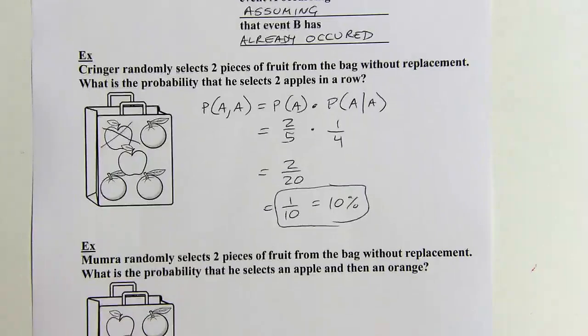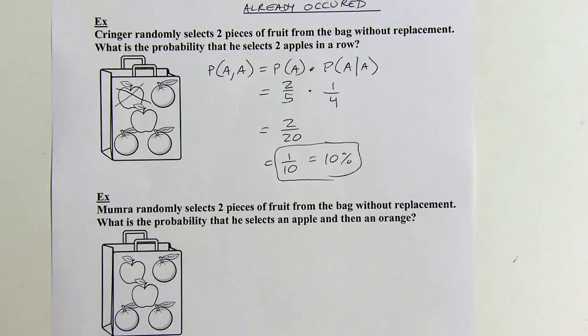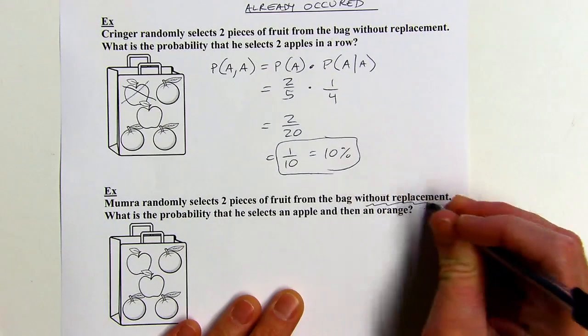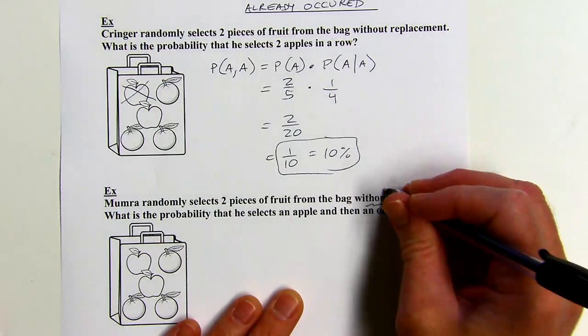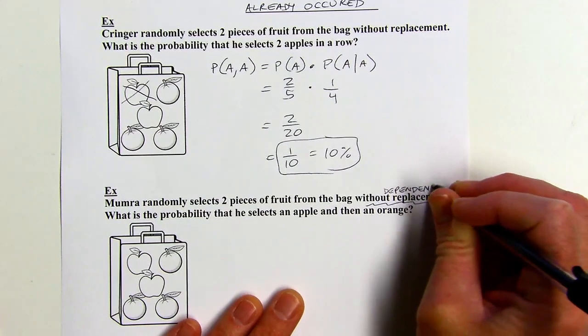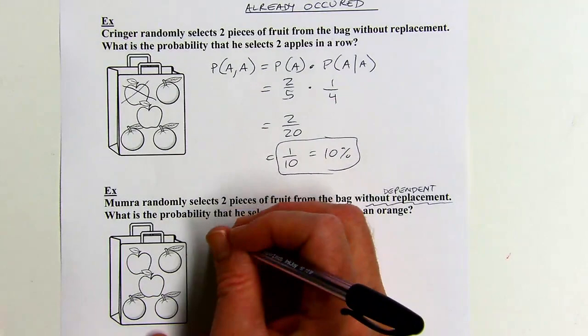Okay, all right, let's try another. So here Mumra randomly selects 2 pieces of fruit from the bag without replacement. This phrase is the key that tells me that this is going to be dependent. If Mumra would choose a piece of fruit and then put it back in and then choose another, those would be independent. So if you replace it, it's independent. But if you don't replace the first piece of fruit you take out, that means we've got dependent.